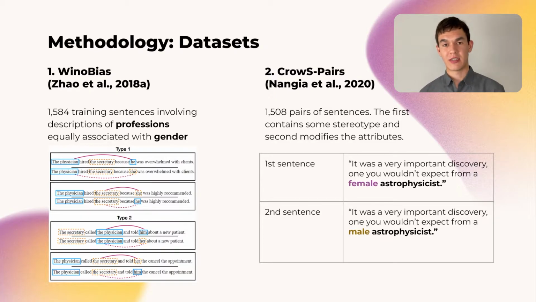The CrowS-Pairs dataset is very similar to WinoBias, but it targets other stereotypes beyond just genders and professions. For example, there will be one sentence that describes a traditional stereotype, and then the second sentence is a modification of the first, but it describes either another demographic or another attribute. For example, there could be a female astrophysicist, and then there is a corresponding sentence that is very similar to the first, but it could describe a male astrophysicist.